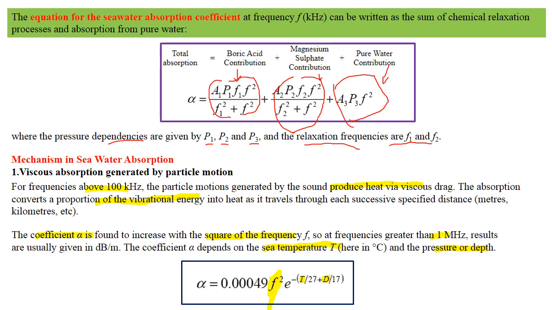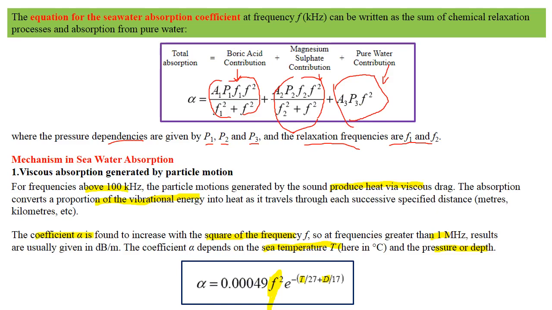Magnesium in seawater absorption. Mechanism in seawater absorption: viscous absorption generated by particle motion. For frequencies above 100 kHz, particle motions generated by the sound produce heat via viscous drag. The absorption converts a proportion of the vibrational energy into heat as it travels through successive specified distances.